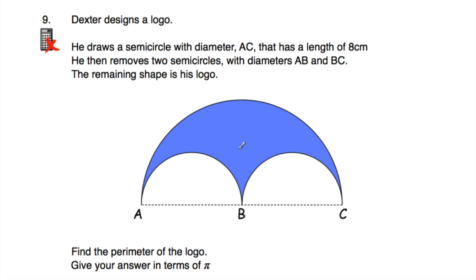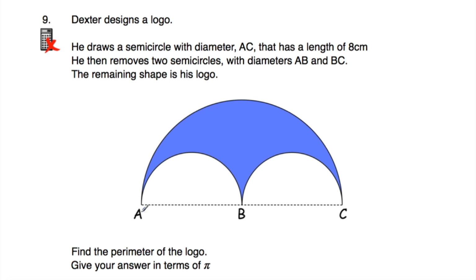Now, in terms of this logo, this blue shape, it has 3 parts that we need to find the length of to be able to add together to find its perimeter. We've got this big arc of the semicircle AC. Then if we come around to here, we've got this arc, the arc of the semicircle BC, and then we've got the length of this arc here. When we add those 3 together, we'll find the perimeter of the logo. So let's start off by finding the length of this arc.